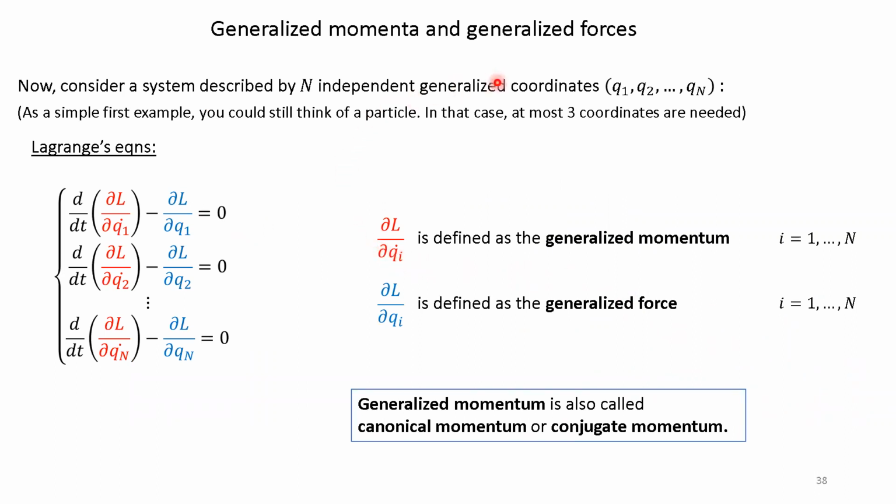No matter what kind of generalized coordinate you use, whenever you take this derivative, we call this the generalized momentum. And if it so happens that you have x, y, z as your generalized coordinates, then of course this is just your linear momentum. And this partial L partial q will be called the generalized force. This generalized momentum is also called the canonical momentum or conjugate momentum.